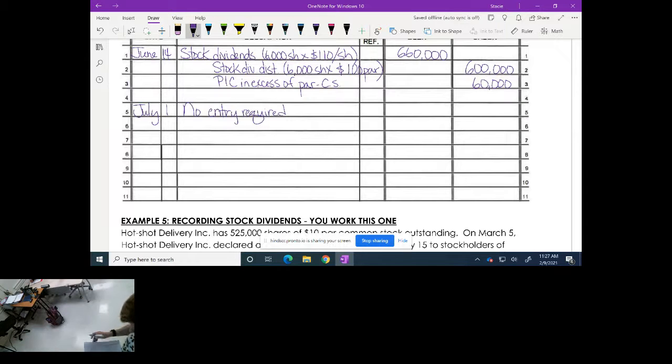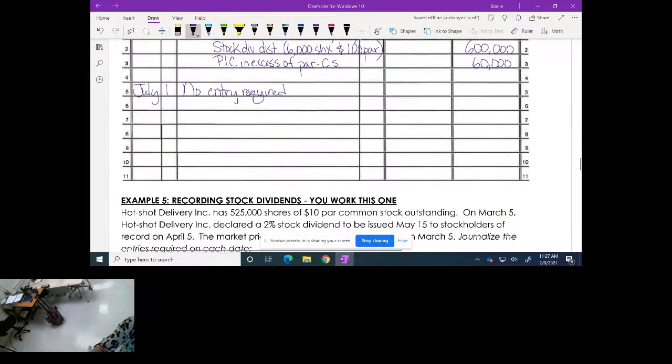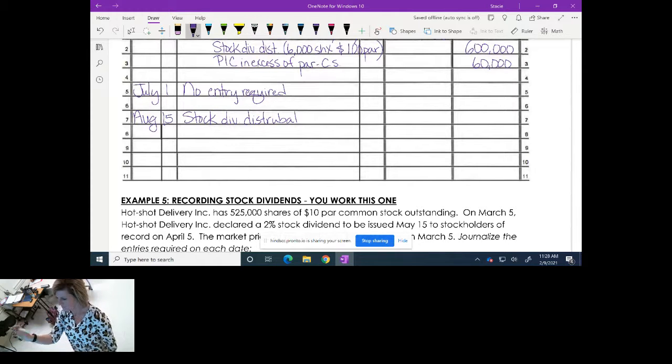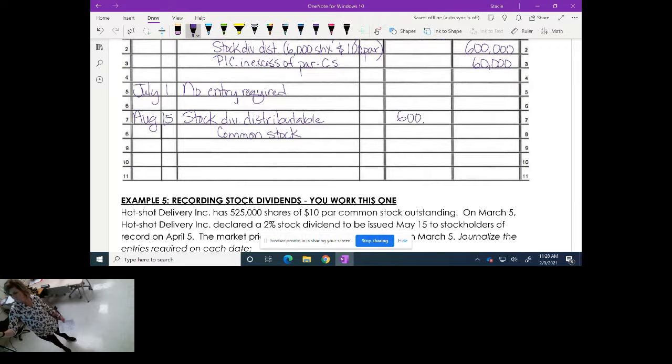All right. And then on August 15th, that is the distribution day. So we will debit our liability account, stock dividends distributable. That did not go well. I was trying to write it out. That did not go well at all. And then we will credit common stock because now we have issued the shares. So that is 600,000. I had to look at that word again, make sure I spelled it right.